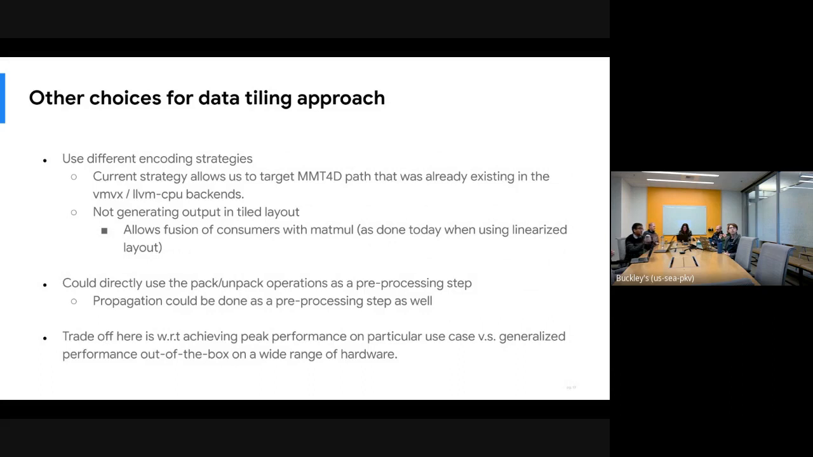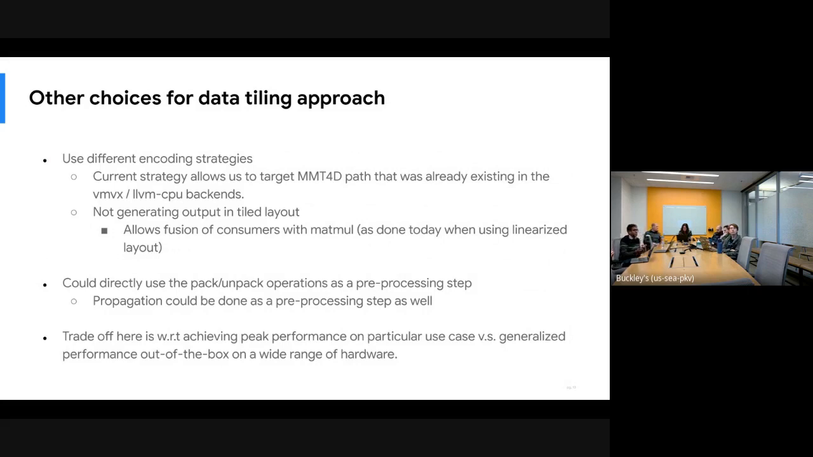So, given that we took a particular choice, what are the other choices we could have taken here? Like I said, the reason we went down this path was primarily to be able to target the same MMT4D paths that exist today. So you could not generate the output in a tile layout for your after data tiling. So when you set the encoding, you don't set an encoding for the result. That will put you back on the path where you could fuse your matmul computation with the consumer, and that should work out of the box by just changing the encodings that you use.